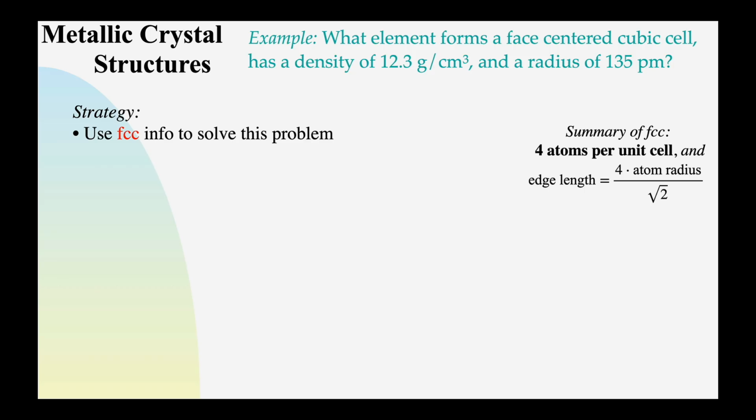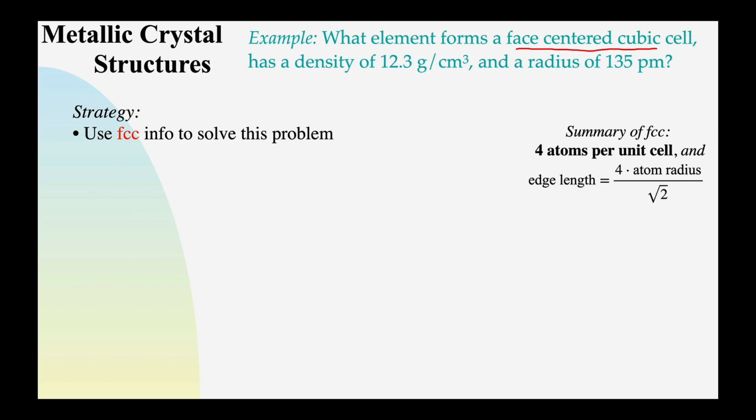First of all, this is an FCC, a face-centered cubic problem. And every time you see face-centered cubic, remember that means 4 atoms per cell, and the edge equals 4 times the radius divided by square root of 2.